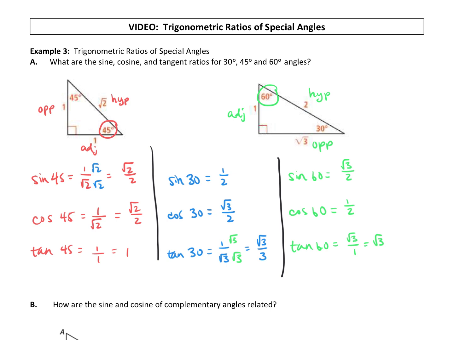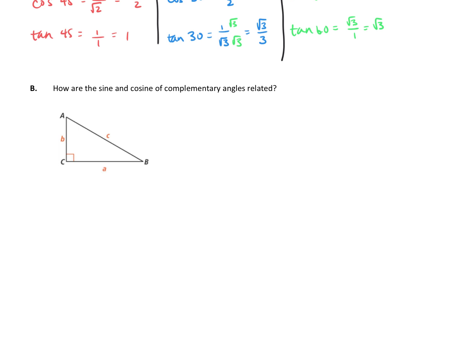Okay, so those are your trig functions for your special right triangles. One thing you may notice is that some of those ratios are repeating themselves. Here's a 1/2, here's another 1/2. Here's a root 3 over 2, here's another root 3 over 2. Here's a root 2 over 2, here's a root 2 over 2. If we notice that, that's going to lead us into part B. How are the sine and cosine of complementary angles related?